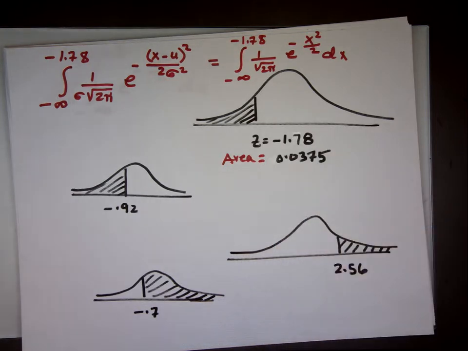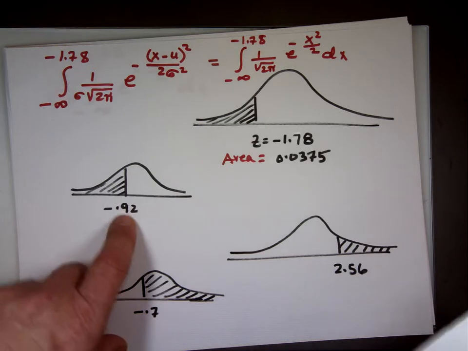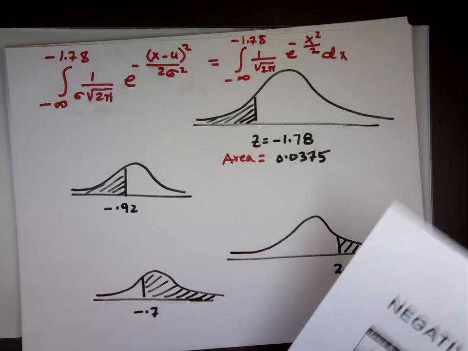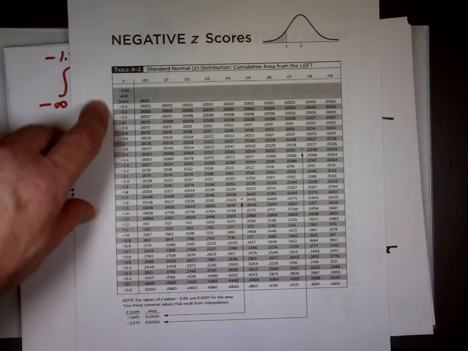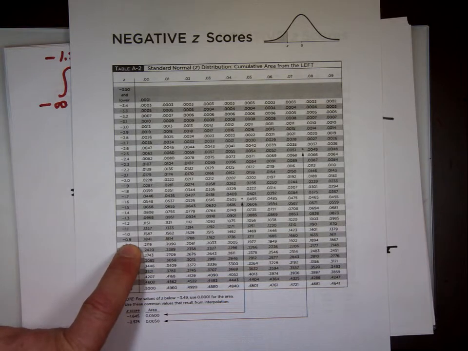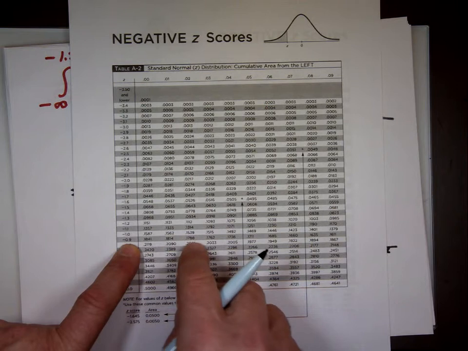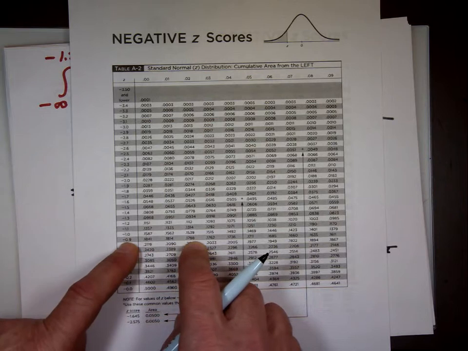Let me try it again. Let's try this one, negative 0.92. The first decimal place here, that's the left column. The second decimal place is the top. Negative 0.92. Let me find the negative 0.9 here, which is down here. I need 92. This is 90, 91, 92. And what's the answer? 0.17. Is that 68 or 88? I can't tell. I think 88. 0.1788.